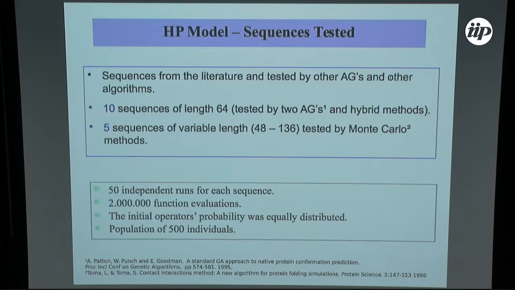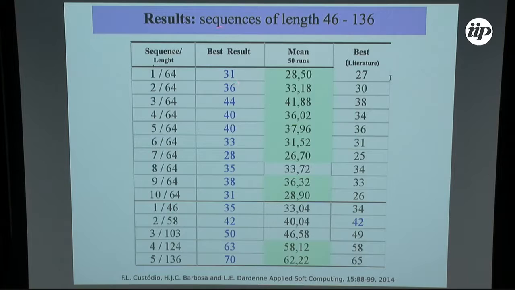And here we have the results, our best results. When we compare with the best results in the literature, we see that our results are the best ones. If you calculate the mean of the best results in each run, in many cases our mean is also better than the mean of the other algorithms. It's a very good result. We are very happy with it.